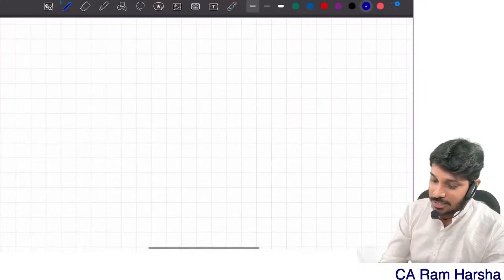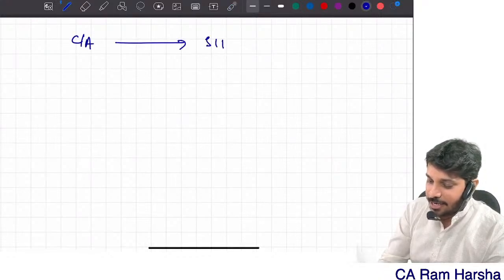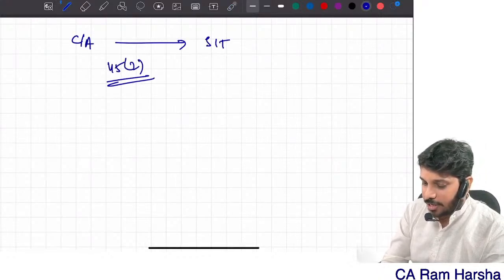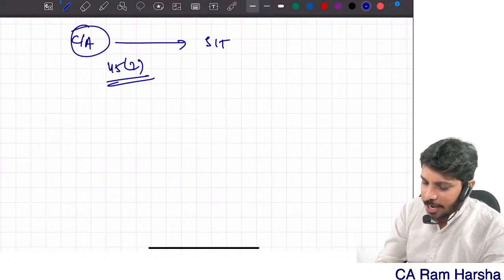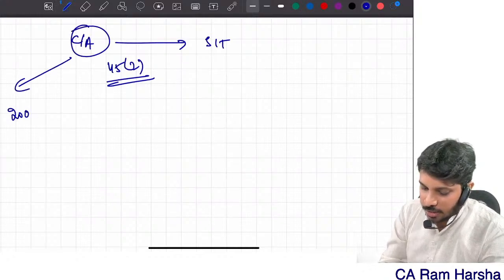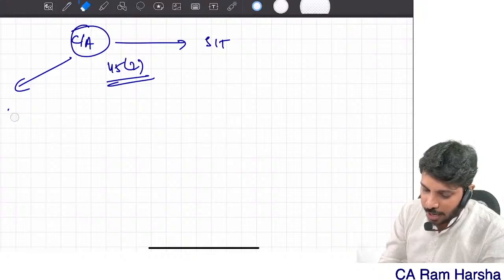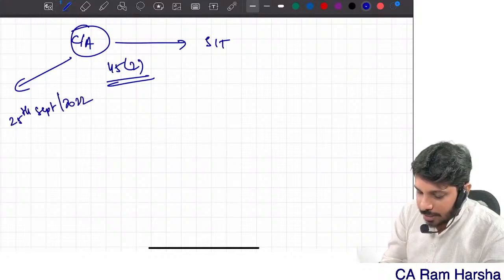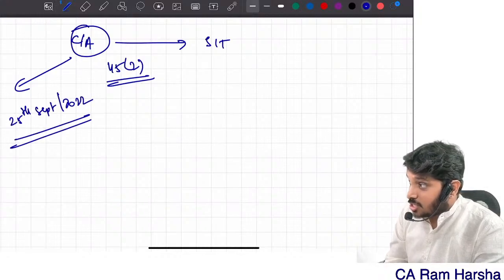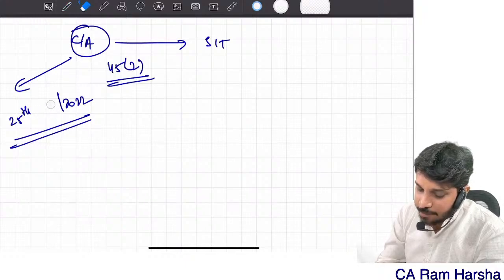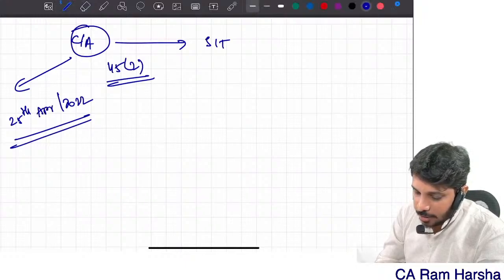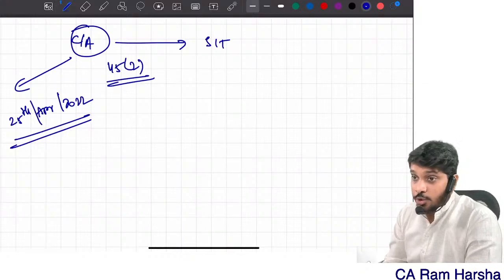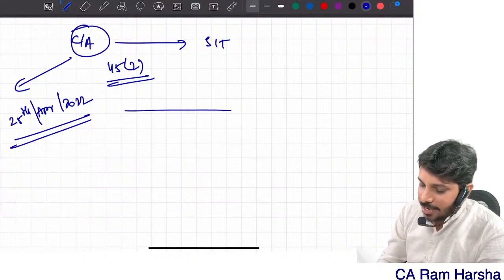Now the question is, capital asset is converted into stock in trade. This is what is covered in section 45(2). I purchased this asset on 25th April 2022. Let us take April, better. I converted this into stock in trade on 30th June 2023.